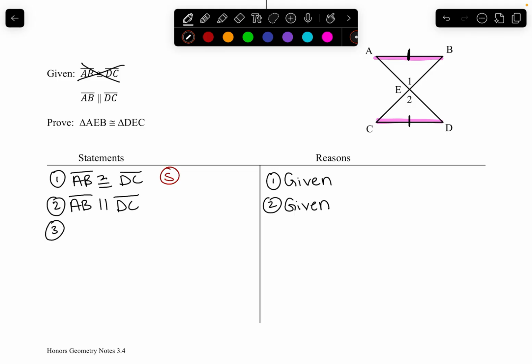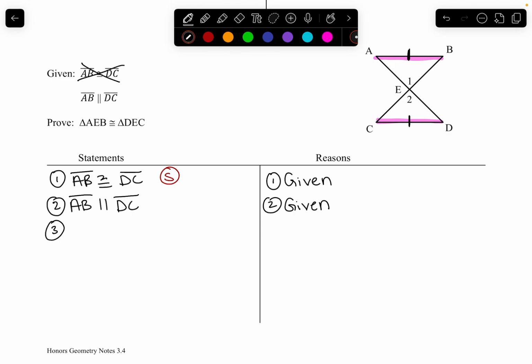As a side note, when we do proofs, we do not want to include extra information because we don't want to crowd our proof with unneeded information. So even though other things may be true that we could prove in here, if it doesn't help me get to my triangles being congruent, then I don't want it in the proof, okay?